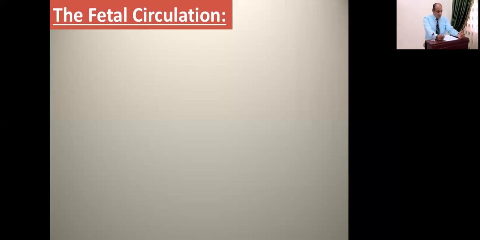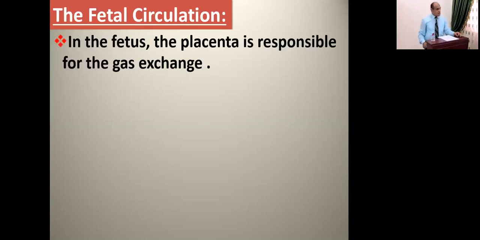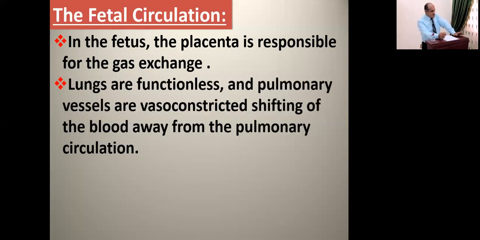In the fetal circulation, the placenta is responsible for the gas exchange, while the lung is functionless. There is no function for the lung in the intrauterine life. The gas exchange is done completely by the placenta. Lungs are, as I said, functionless, and pulmonary vessels are vasoconstricted, shifting the blood away from the pulmonary circulation.